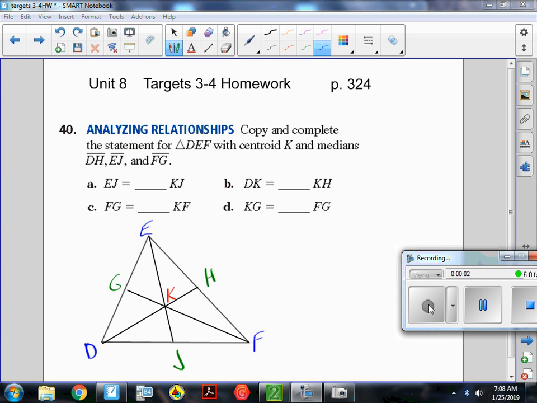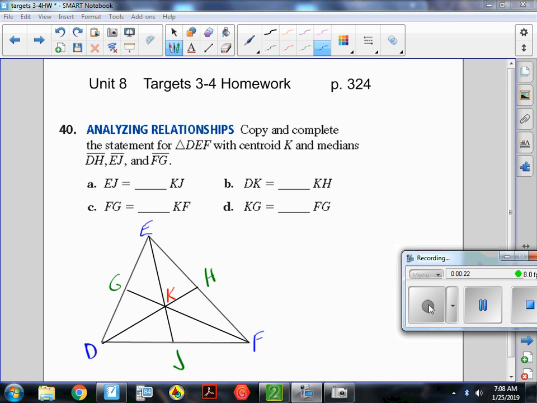Okay, Unit 8, Targets 3 and 4. Homework number 40. Need to draw a triangle and label everything before you can even start the problem. So I've done that already. Triangle DEF with centroid K and medians DH, EJ, and FG. And really this problem is analyzing the relationship between those segments.